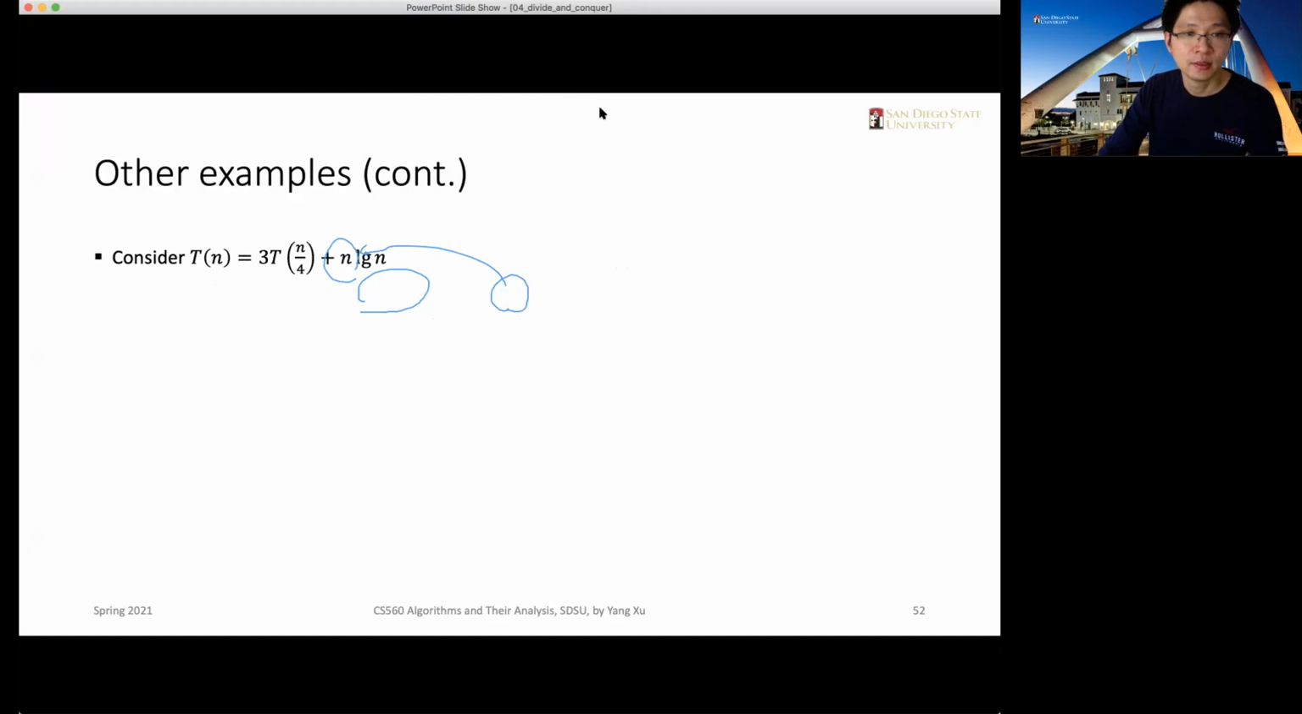All right, I think this is the last example we put here. We have a equals 3, and b equals 4. Now we can compute the logarithm base b of a, which is logarithm base 4 of 3. This is an approximated number, which is almost 0.793.